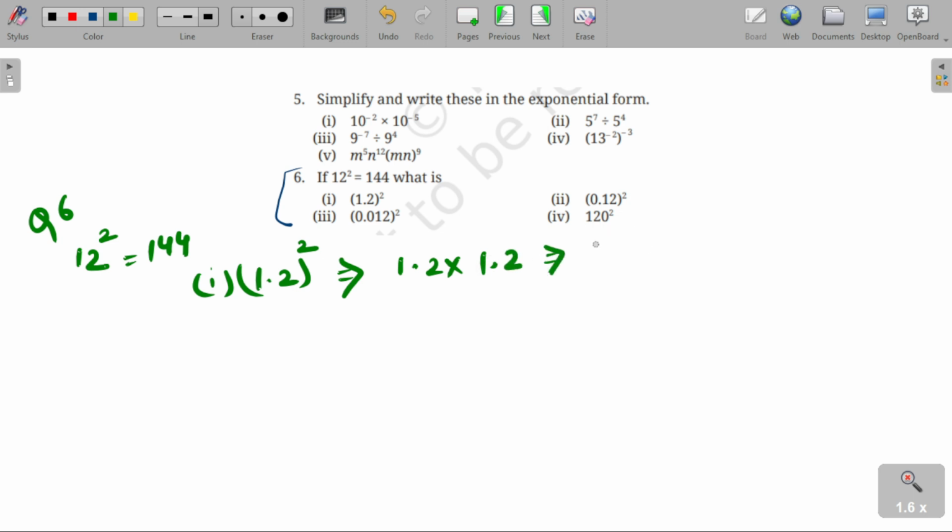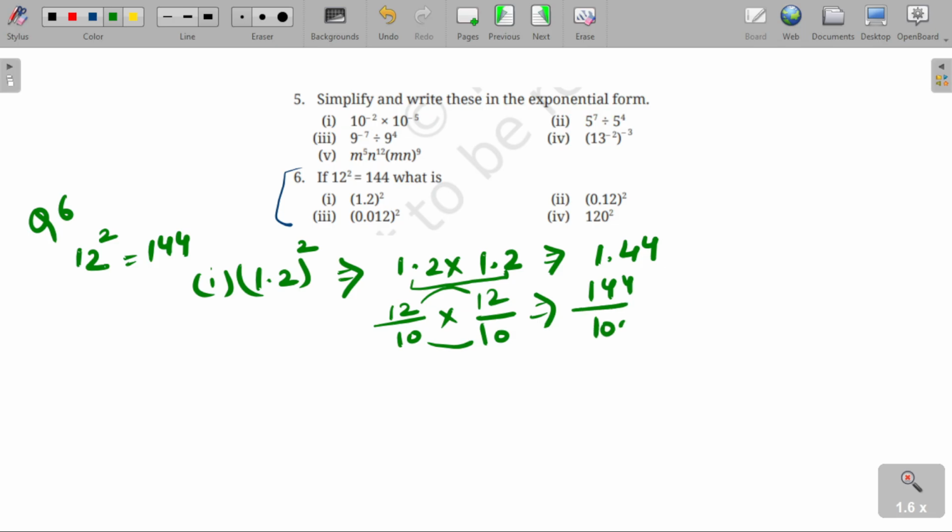This is simple, will be 1.44. Some students might find it difficult to solve decimals, so first convert them into fractions, right? Then multiply numerators and denominators. This will be 144 upon 100. Is it clear? And similarly with the second part.